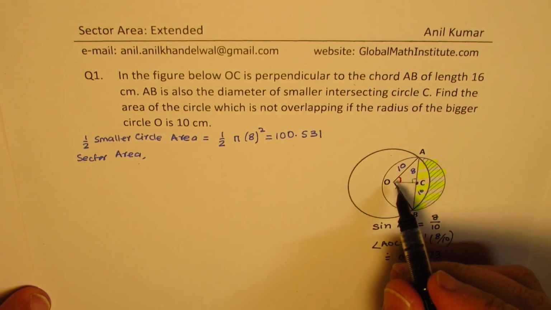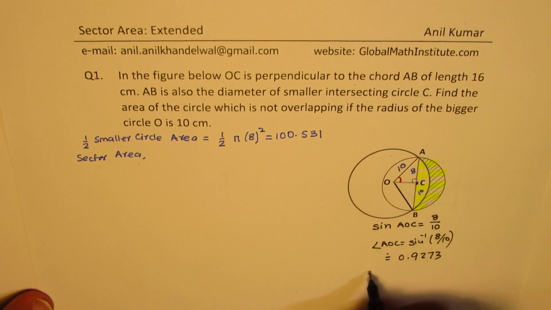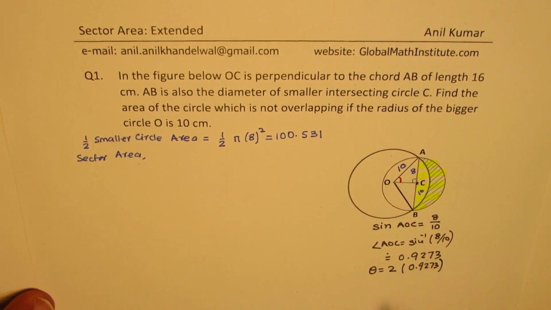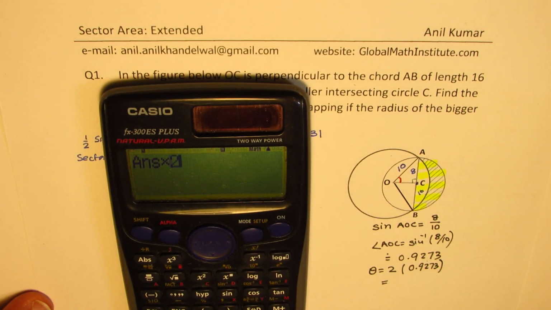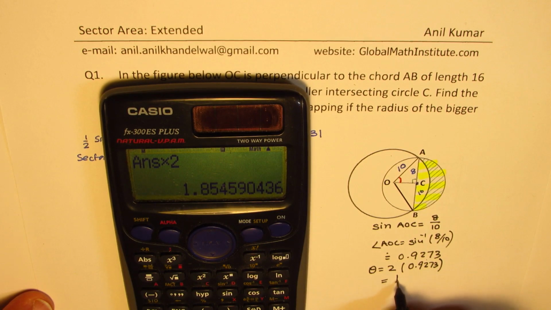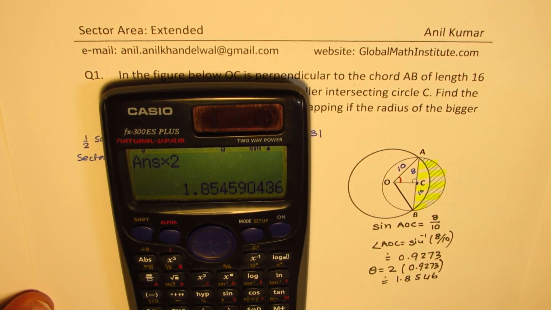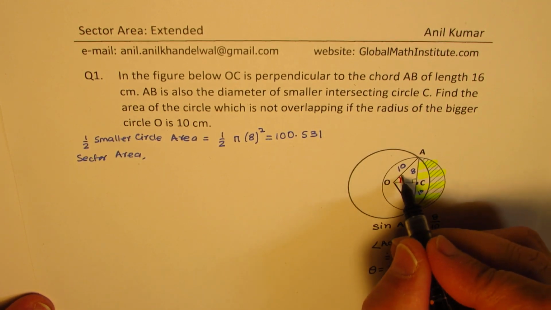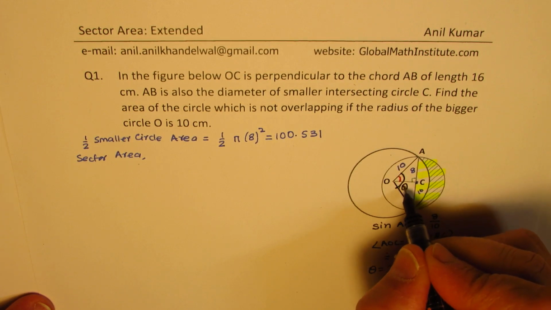Now clearly this is half of the subtended angle, so we'll say theta will be twice this number. It is in radians, right? So let's multiply this by 2. And what we get here is 1.8546. Working with radians, go to 4 decimal places for accuracy, right? So that is important for angles. So now we have this angle theta.